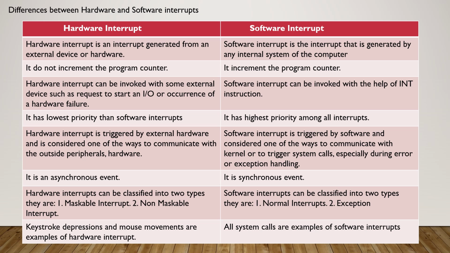The hardware interrupt is an asynchronous event. The software interrupt is a synchronous event. The hardware interrupts can be classified into two types: maskable interrupts and non-maskable interrupts. The software interrupts can be classified into two types: normal interrupts and exceptions. Keystrokes and mouse movements are examples of hardware interrupts. All system calls are examples of software interrupts.